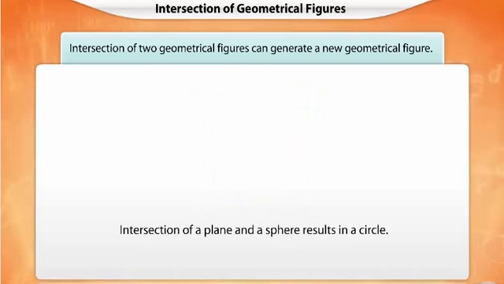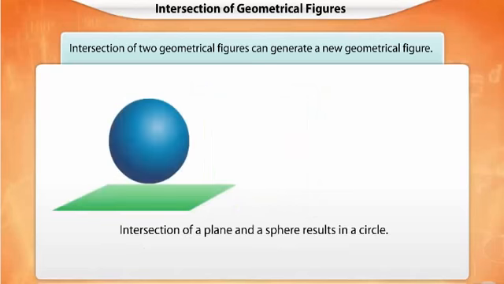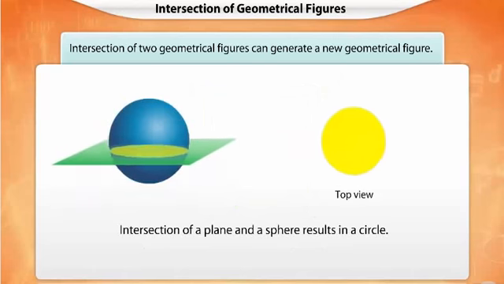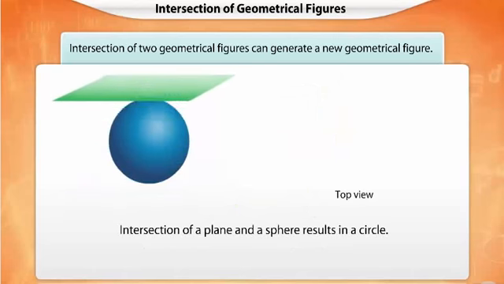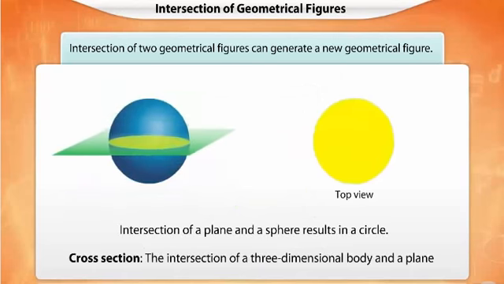Now consider the intersection of a plane and a hollow sphere. We can see that the intersection leads to a circle. This intersection of a three-dimensional body and a plane is known as a cross-section. Thus, in this example, we can say that the cross-section is a circle.